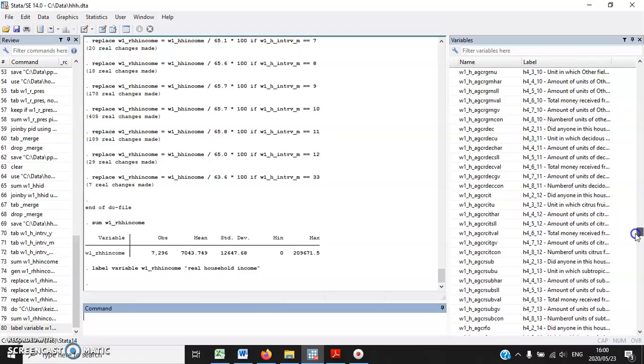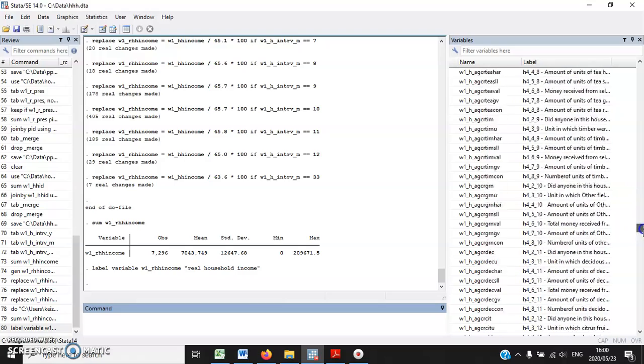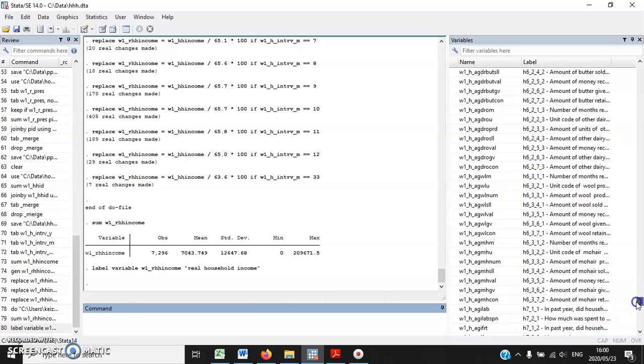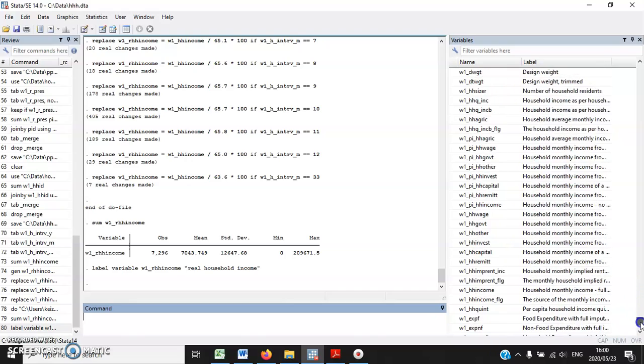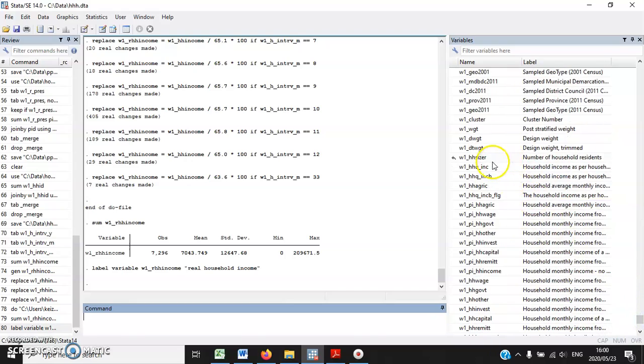I don't remember where we can find the household size variable. When you have time, you can look for its location. I don't really remember where it is located. Oh, this is the one. Okay, this one, household size.